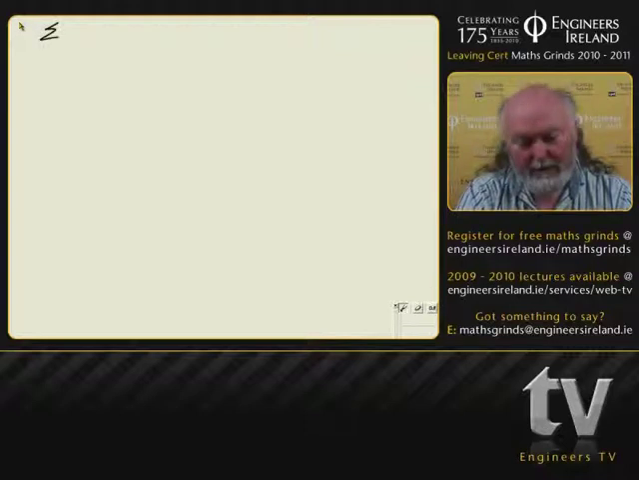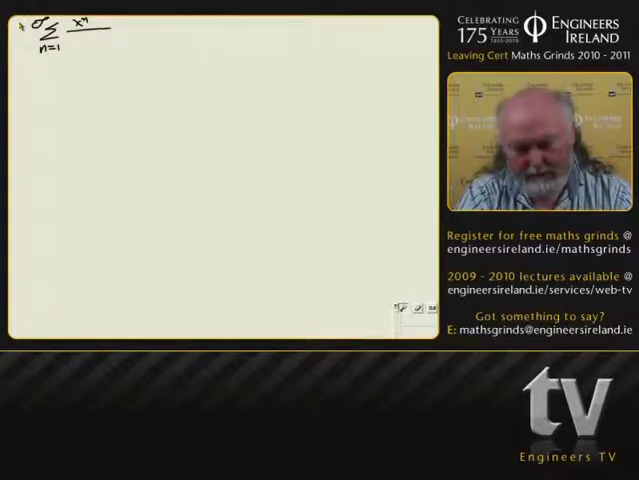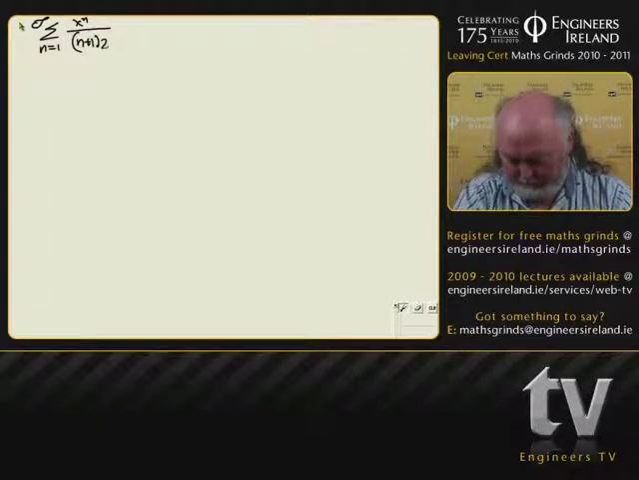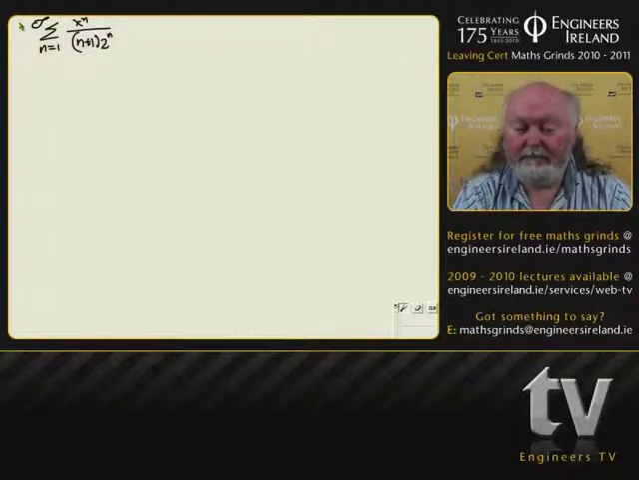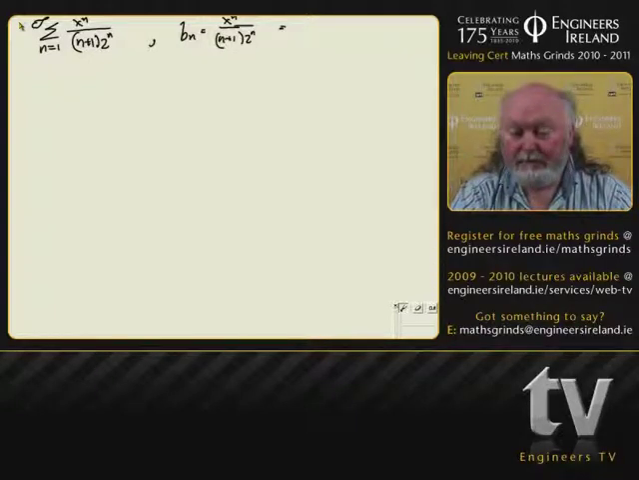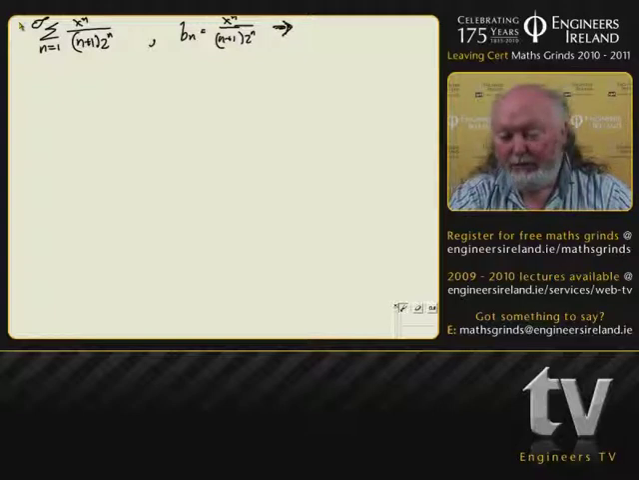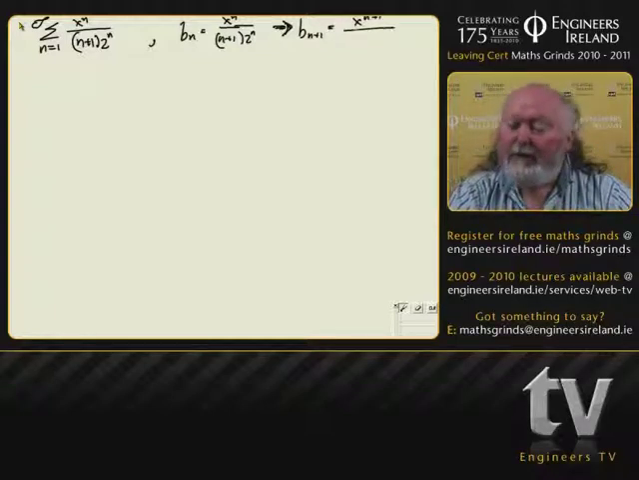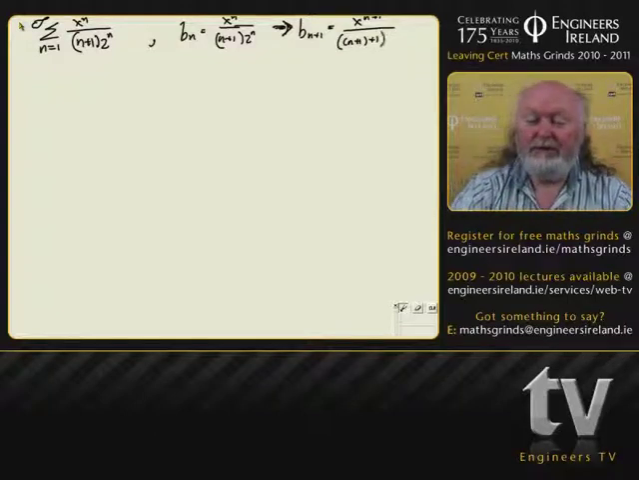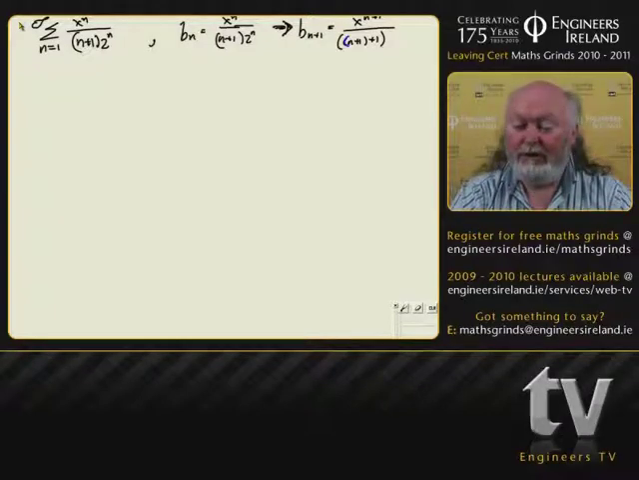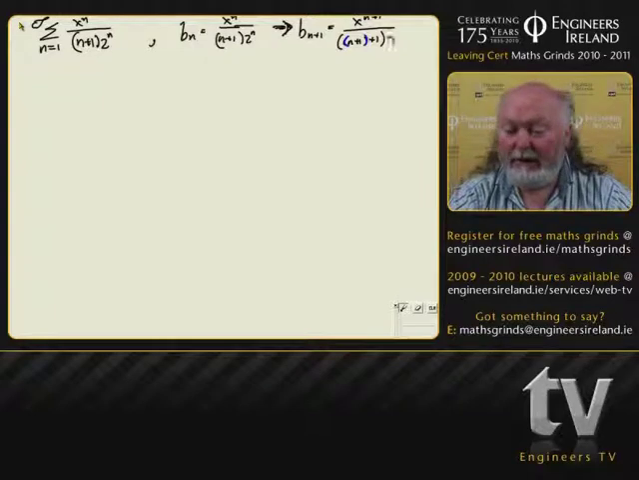Sigma n equals 1 up to infinity of x to the n all over... that implies that the bn plus 1 is equal to x to the n plus 1 all over, and in here it is worth your while at times to put in the second bracket around this here so that we can fit in our numbers correctly.